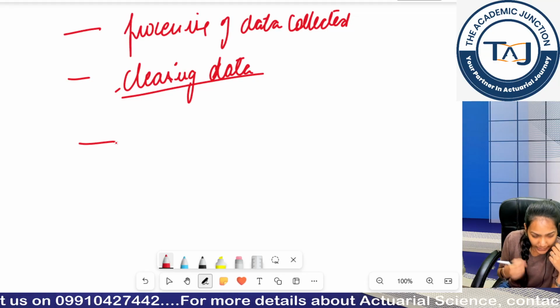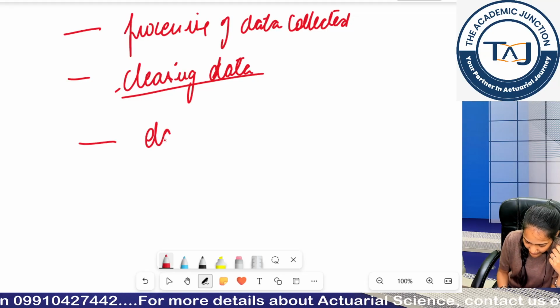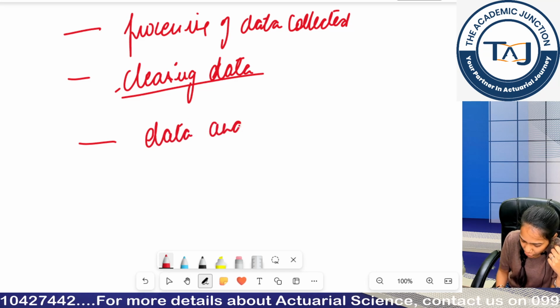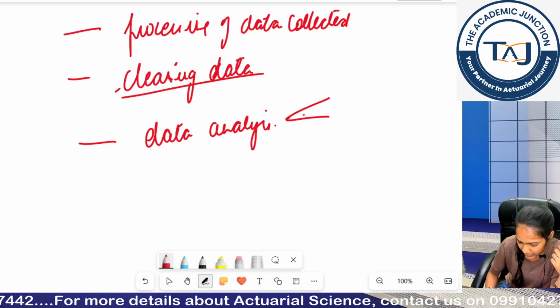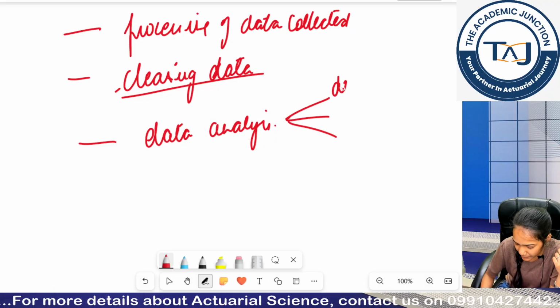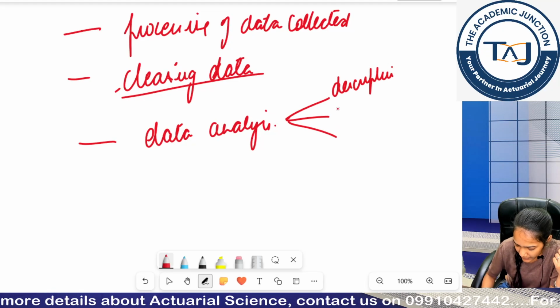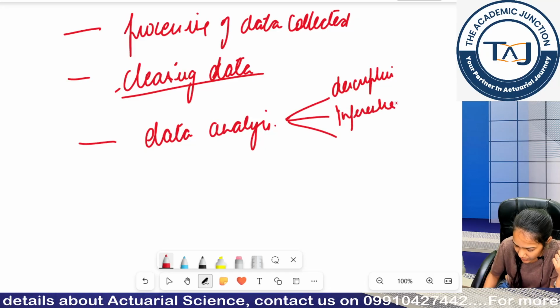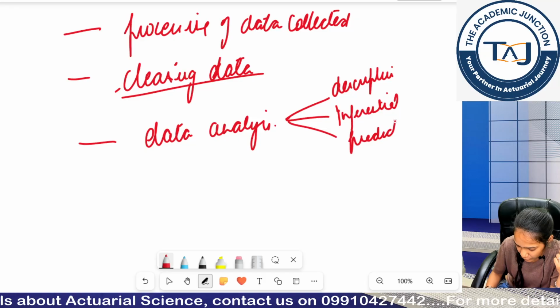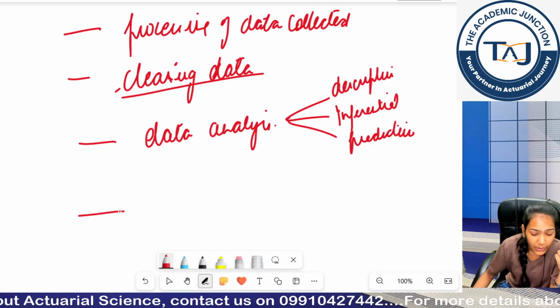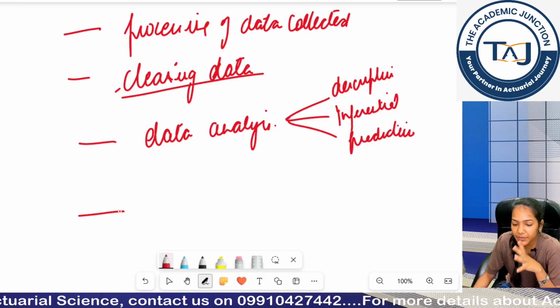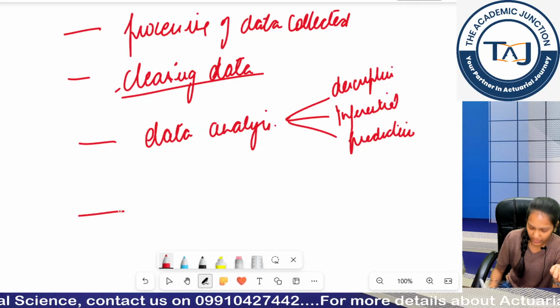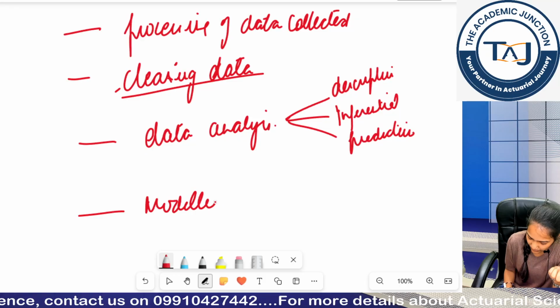Then we have data analysis. What is the approach of data analysis I am using? Three approaches I told you: descriptive, inferential, or predictive. Then once we are done with our analysis, we will model the data.